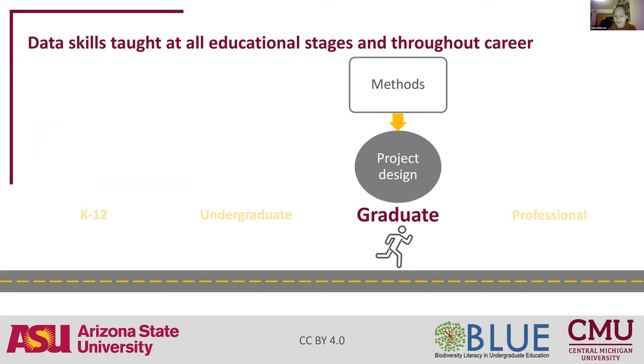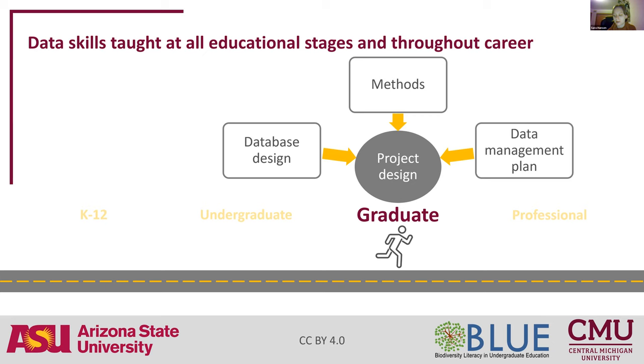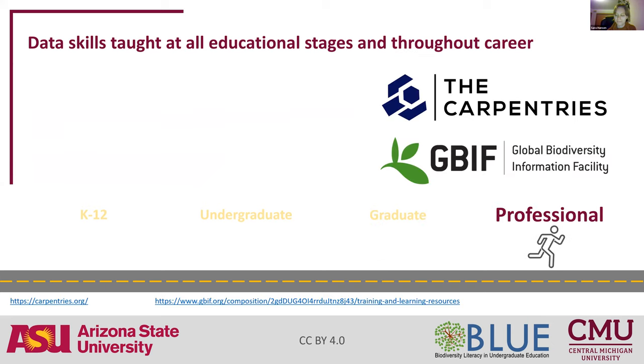In graduate school, you're learning how to actually design a project. So you're thinking about what data you want to collect and what methods you're going to use to collect those data. A lot of your education at this stage is going to revolve around those two components, but you actually also need to be thinking about database design and how your data fit together and how you're going to manage your data after you collect them. If we're teaching these at the graduate level, then emerging scientists will ultimately be better prepared to think about issues like sharing data and using public data downstream.